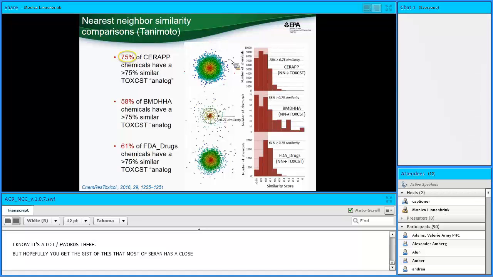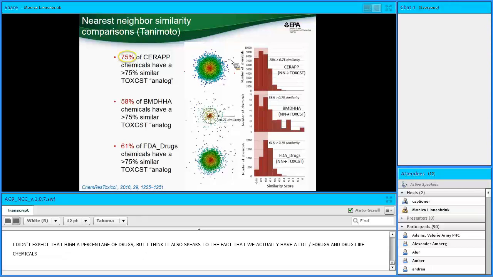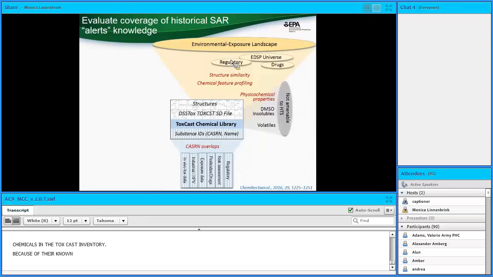About 58% of the BMD chemicals have a close analog at that level of similarity, and about 61% of the drugs, which actually was a little surprising to me. I didn't expect that high a percentage of drugs, but I think it also speaks to the fact that we actually have a lot of drugs and drug-like chemicals in the ToxCast inventory because of their known bioactivity profiles.